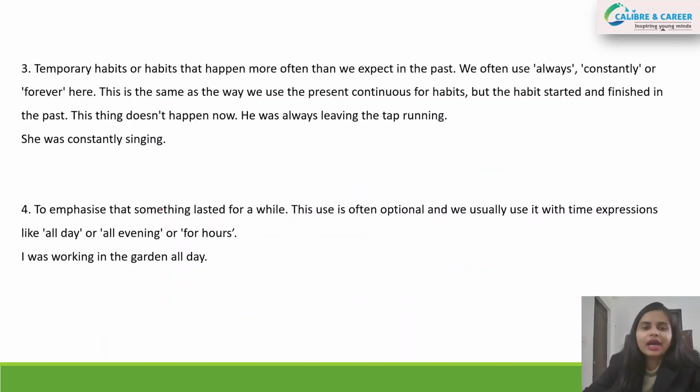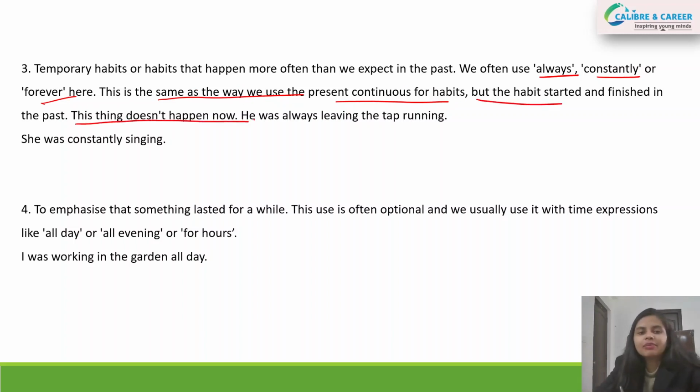Third is temporary habits. What are the habits? When we use words like always, constantly, or forever, that means some habit you are mentioning. So it can be temporary or just a habit only. This is the same as the way used in the present continuous for habits. But here the habit started and finished in the past. This thing doesn't happen now. Example, he was always leaving the tap running.